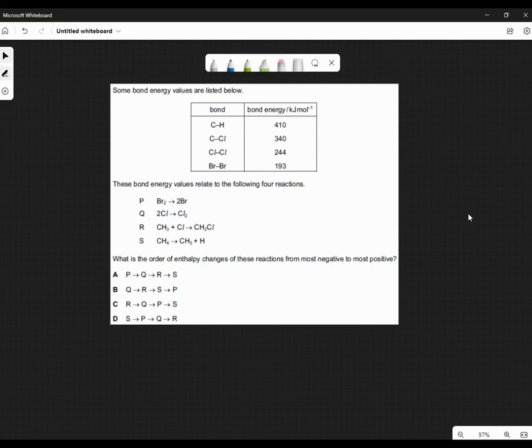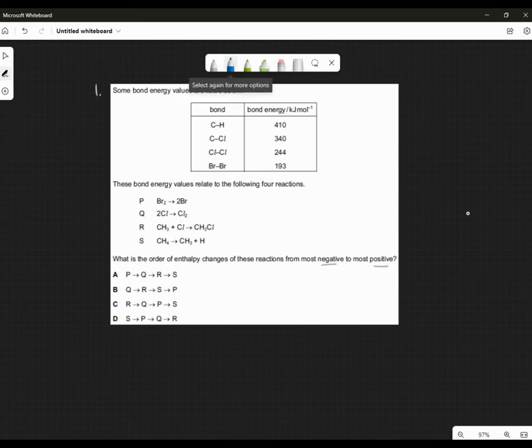Let's try and do probably 5 questions. Let's do batches of 5 because otherwise the video will be too long. All right, so we've got to arrange these. This is question 1, by the way. We have to arrange these in order from most negative to most positive. Okay, so very quickly, let's see what they're all about.